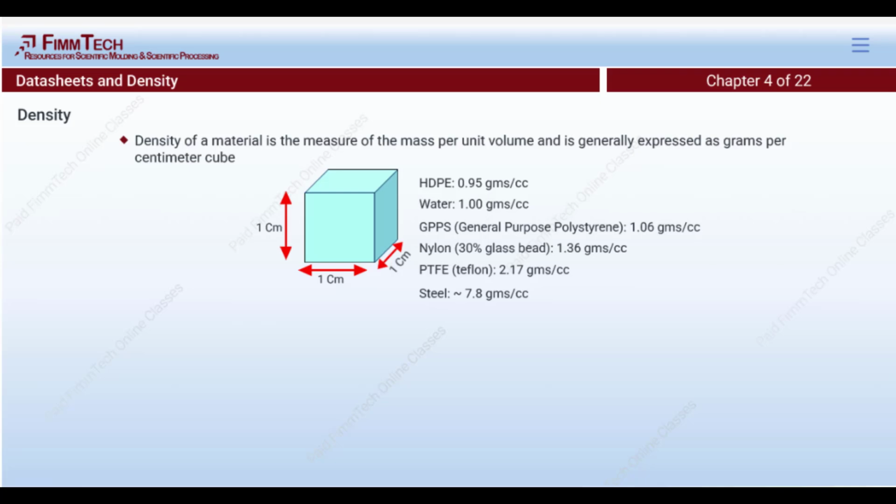If the same cube is now made out of steel, then it is going to be much heavier, and it could be about 7.8 grams depending upon the grade of steel that's used. So it's the same volume, but it weighs differently.